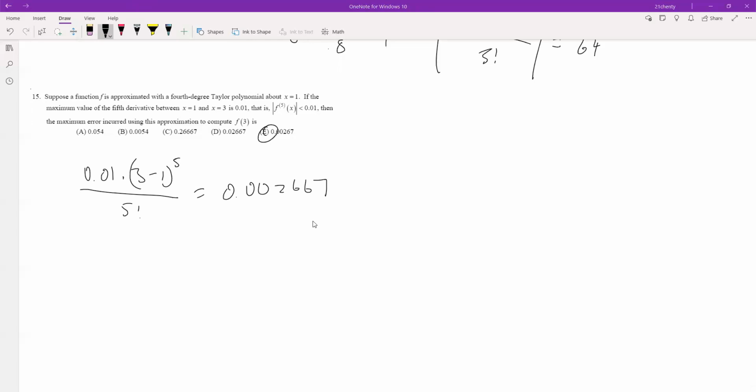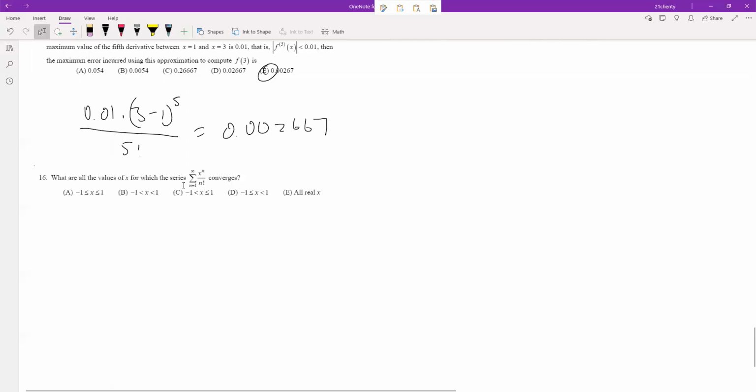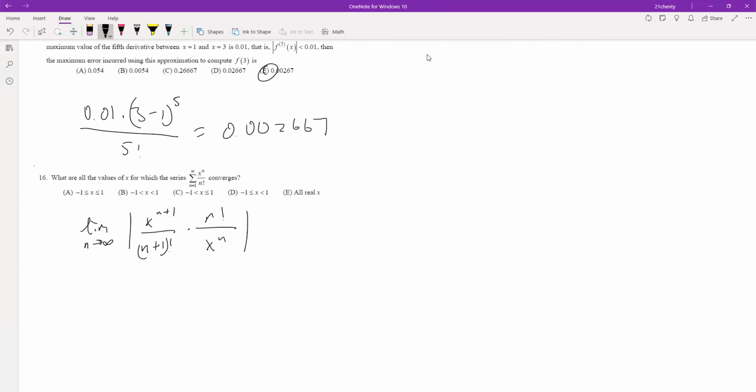Now for 16, what are all the values of x for which the series given converges? This is just a ratio test. We've done this several times on this review already, so I'll just speed through it. And I guess you can cancel it like that. x over n plus 1, which is always just going to be 0, which means it's absolutely convergent, so all real x work.